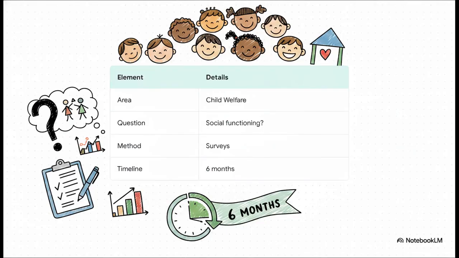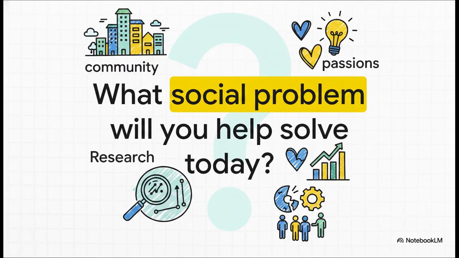When you piece all this together, our Lingap Children's Center example transforms into a highly structured, totally actionable roadmap. The broad area is child welfare. The specific question becomes, how does abuse affect social functioning in children aged 6 to 12 at Lingap? The method is going to be surveys, and there is a clear, highly feasible 6-month timeline. By organizing your thoughts exactly like this, you communicate your plan perfectly to your supervisors, and you set yourself up for absolute success.